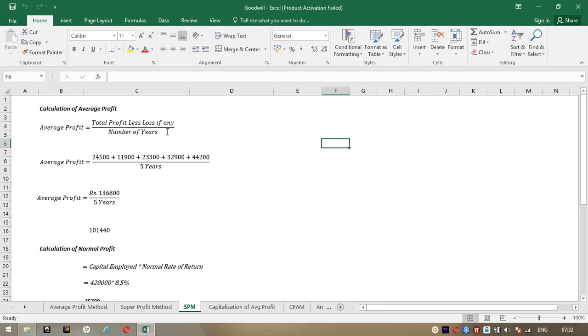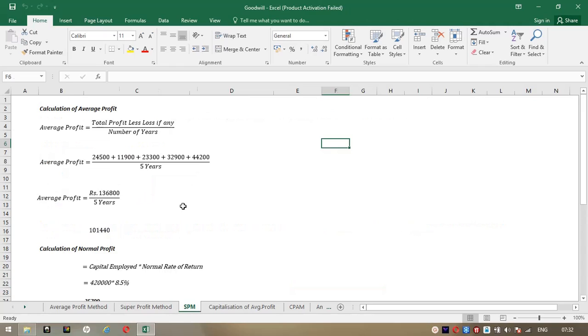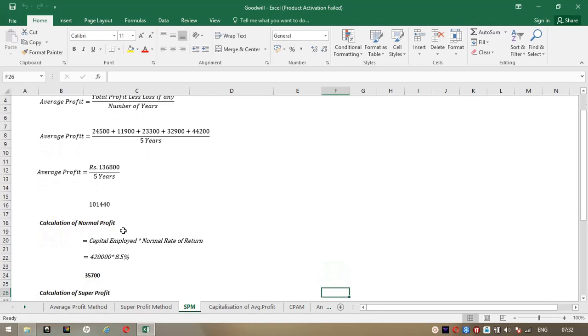So in the problem, whatever amounts are given, these are the amounts for financial year 2015 to financial year 2019. We have to sum up all these amounts and divide by the number of years, that is 5 years. So the answer is 1,01,440. This is our average profit. Then we are moving to the calculation of normal profit.